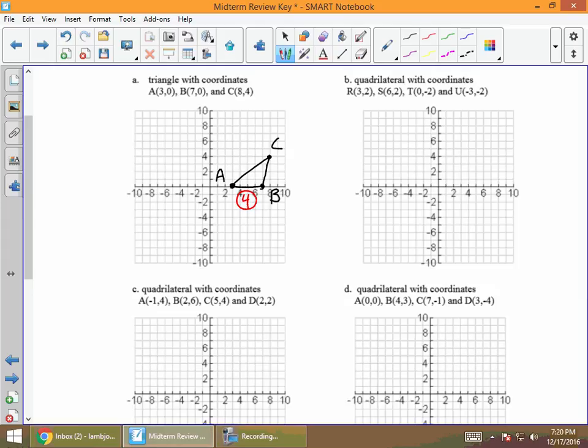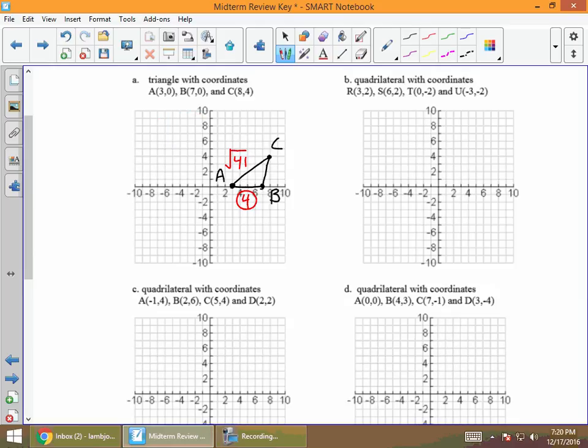To find the distance from A to C, I'm going to make a little triangle up here. So it goes up 1, 2, 3, 4. Goes over 1, 2, 3, 4, 5. And it is A squared plus B squared equals C squared. So 4 squared is 16. 5 squared is 25. When I add them together, that's 41. So let me move this out of the way now. This is 41, the square root of 41.